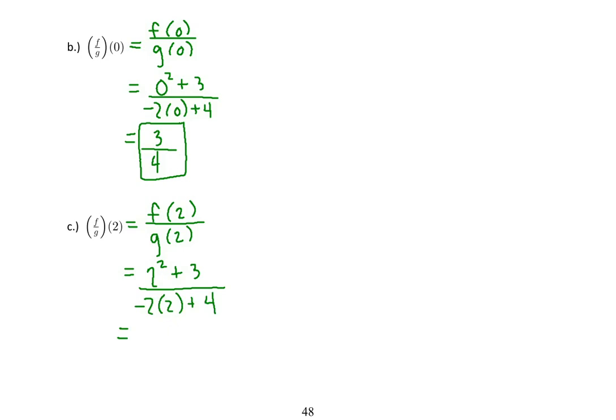Let's follow the order of operations. Executing exponents first in the numerator, we have 4 plus 3. Multiplication in the denominator, negative 2 times 2 gives us negative 4 plus 4. Now notice what happens this time. The numerator is equal to 7, but the value of the denominator is 0. That's the problem that we want to avoid. When we get a 0 in the denominator, our operation is undefined. So we plugged in a 2, but we got out a 0. So we would say f divided by g of 2 is an undefined operation.